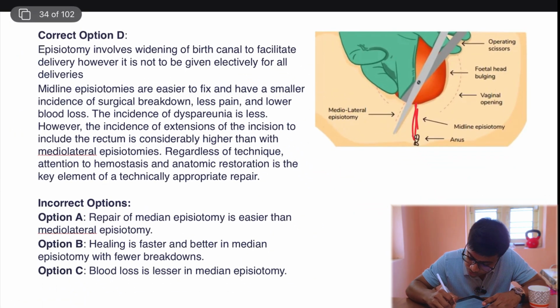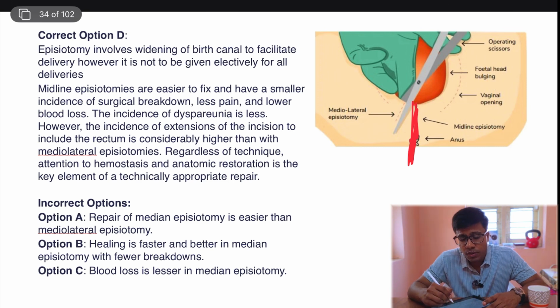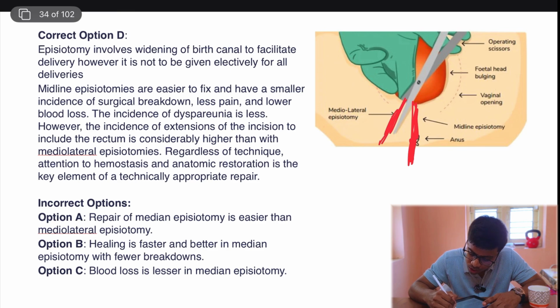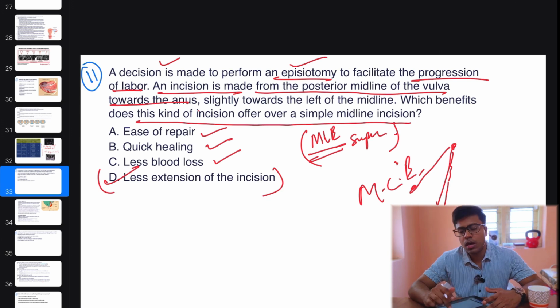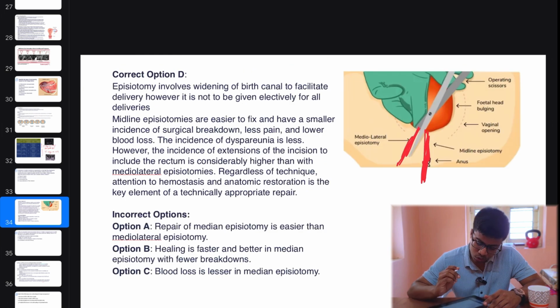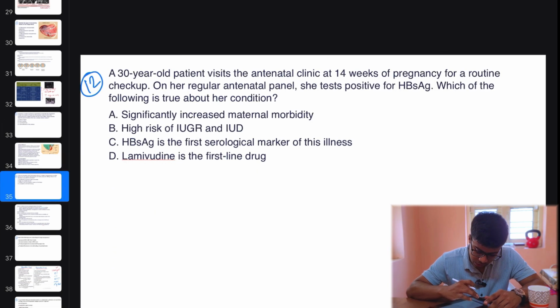So this is the midline episiotomy. In this case, there is a chance of more extension, and the anus may get cut also, so it will not be cosmetically good either. With the mediolateral, even if we cut, there will be a lesser extent, less extension of the incision. This is what they want to ask, and this is a question asked in recent FMG as well as NEET PG exams. So you have to go through it and read this explanation again and again.